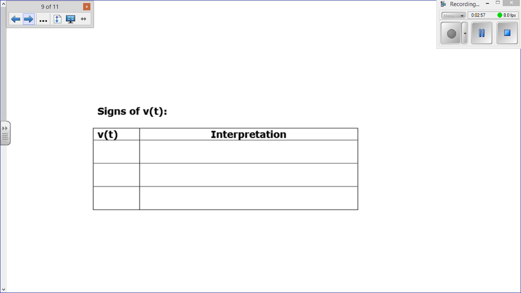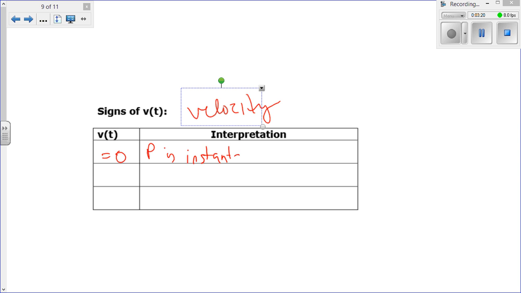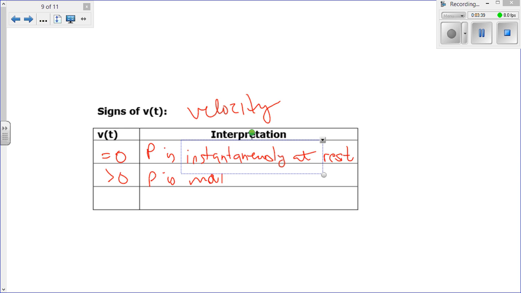And then we have signs of v of t, and v of t is our velocity. So if v of t is equal to 0, P is instantaneously at rest. If v of t is greater than 0, P is moving to the right. And if it's less than 0, P is moving to the left.